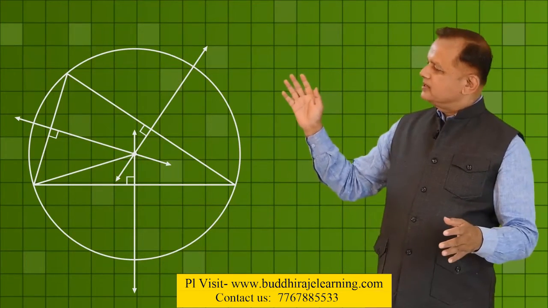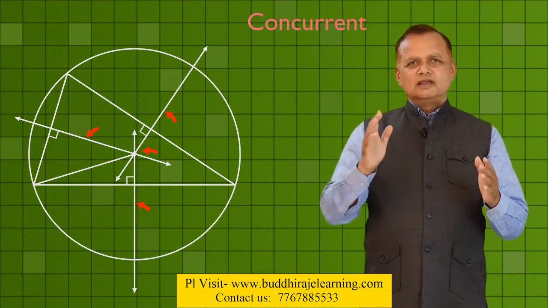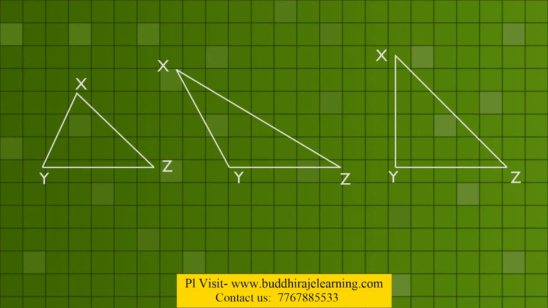Now we will see the property of perpendicular bisectors of the sides of the triangle. The perpendicular bisectors of the sides of the triangle are concurrent and the point of concurrence is called the circumcenter of the triangle. Now we will see one more property of the perpendicular bisectors of the sides of the triangle.